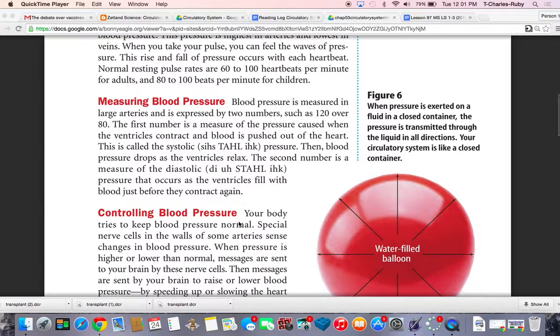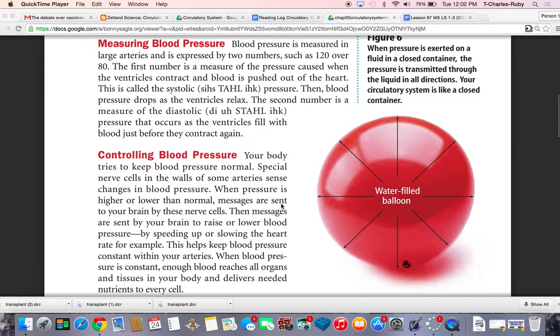Measuring blood pressure. Blood pressure is measured in large arteries and expressed by two numbers, such as 120/80. The first number is the measure of the pressure caused when the ventricle contracts and the blood is pushed out of the heart. This is called systolic pressure. Then blood pressure drops and the ventricle relaxes. The second number is the diastolic pressure. Pressure then occurs in the ventricles filled with blood just before they contract again.